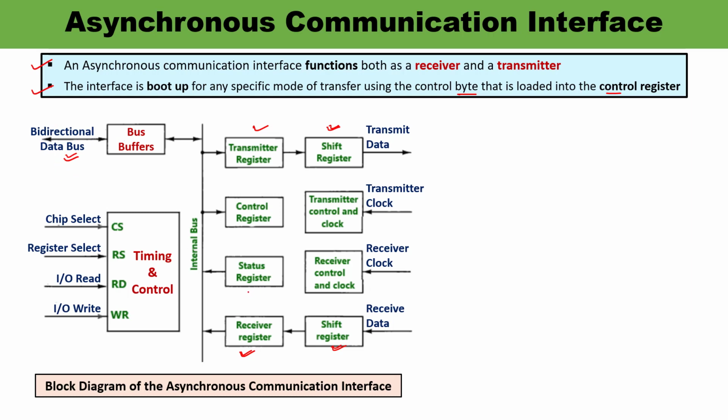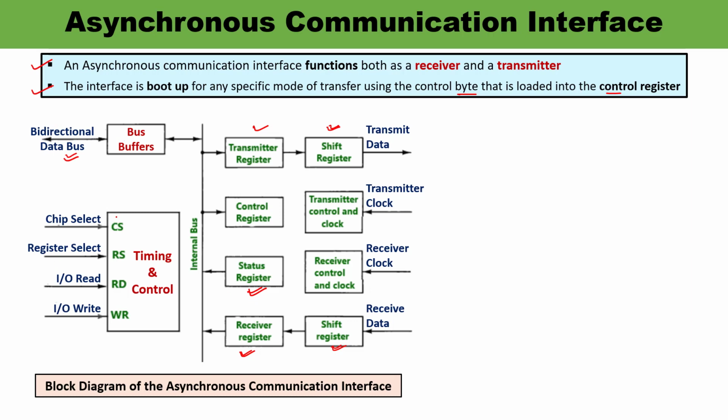Here is a status register. The bits in this status register are used as flags which indicate errors during the transmission, so it holds that particular information. The CPU can read the status register to check the flag bits, and it can determine the different types of errors which have been encountered during the transmission. I'll be telling you there are 3 types of error.